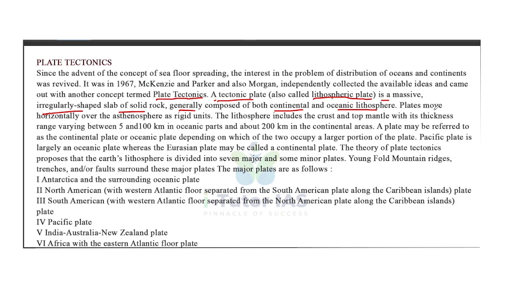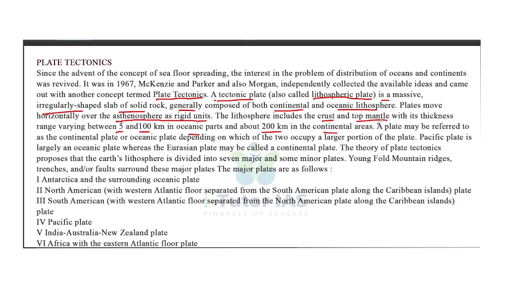Now, plates move horizontally over the asthenosphere as rigid units. We already discussed the asthenosphere. It's a liquid, jelly-like area, so it's very easy to float in this area. The lithosphere includes the crust and top mantle, with its thickness ranging between 5 to 100 km in the oceanic parts and about 200 km in the continental area.